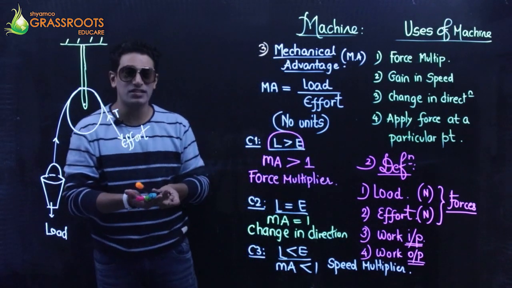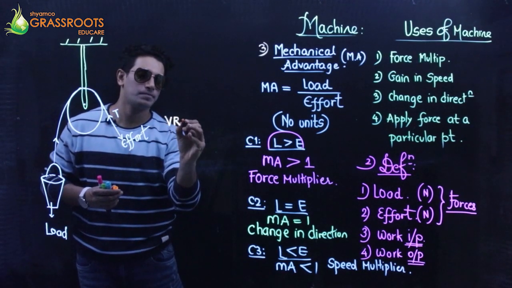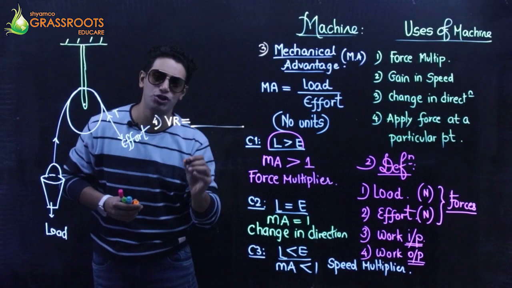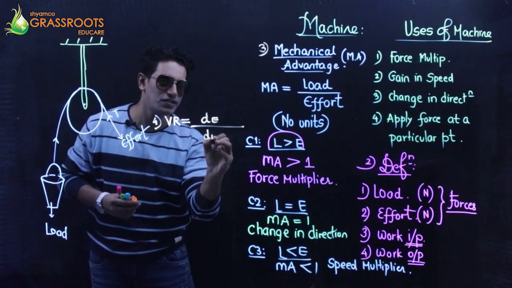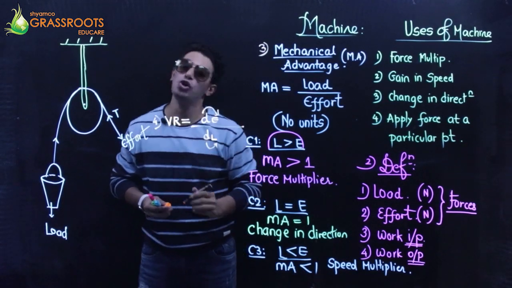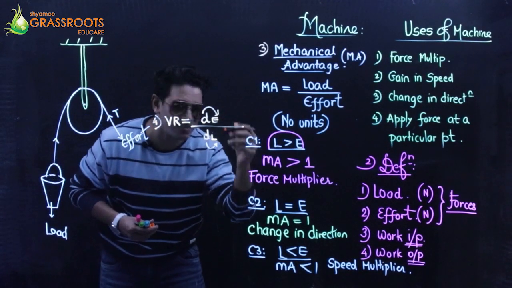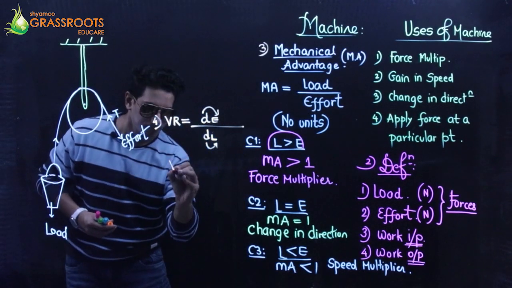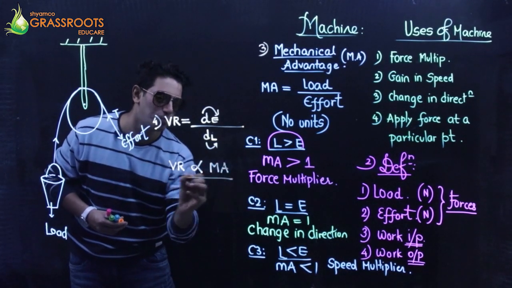Alright, my next concept is about velocity ratio, VR. Velocity ratio is equal to the ratio of distance covered by the effort to distance covered by the load. Distance of the effort, distance of the load. And also remember, it has no units because it's a ratio. Remember, velocity ratio is directly proportional to mechanical advantage. We're going to prove this.